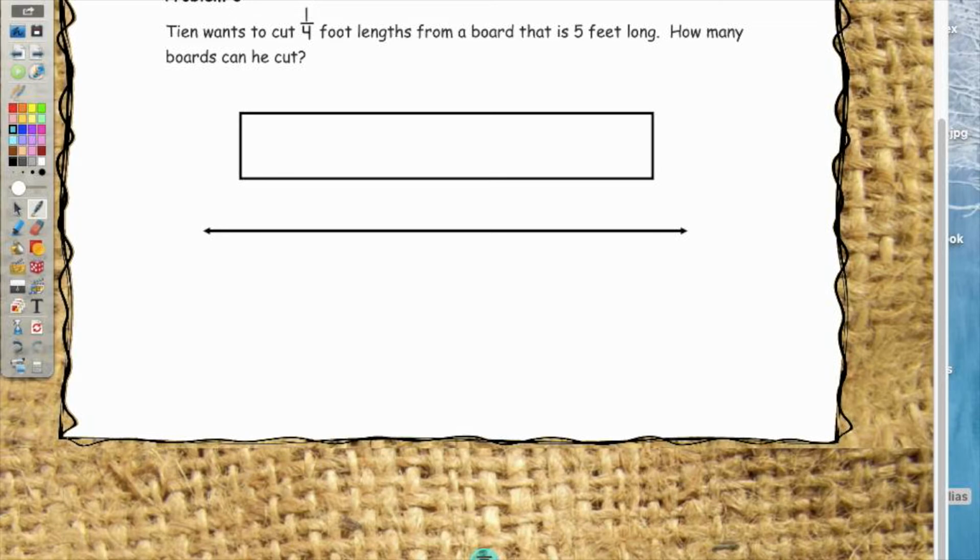Tien wants to cut 1/4 foot lengths from a board that is 5 feet long. How many boards can he cut? Okay, do we have a total? Yes. What is it? So 5 feet is the length of the board. So 5, are you writing these down? Yeah. Divided by 1/4.